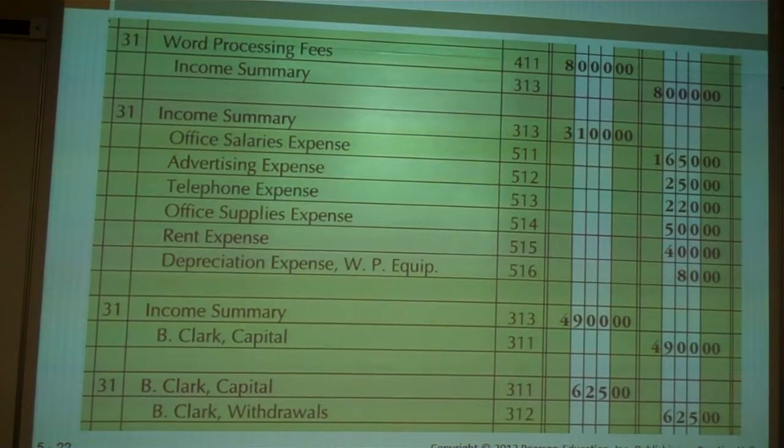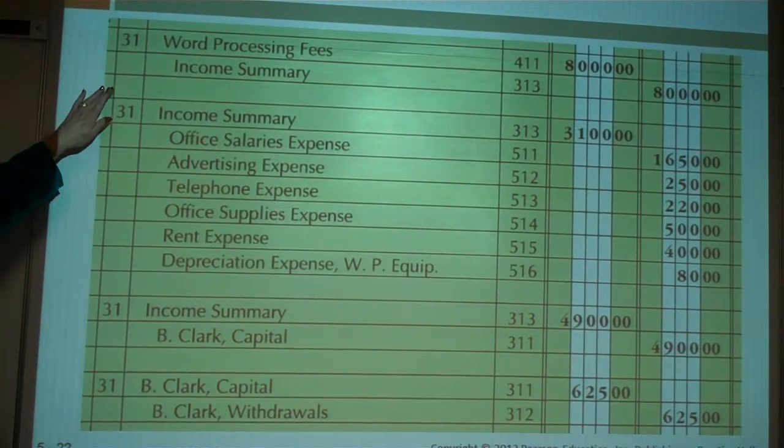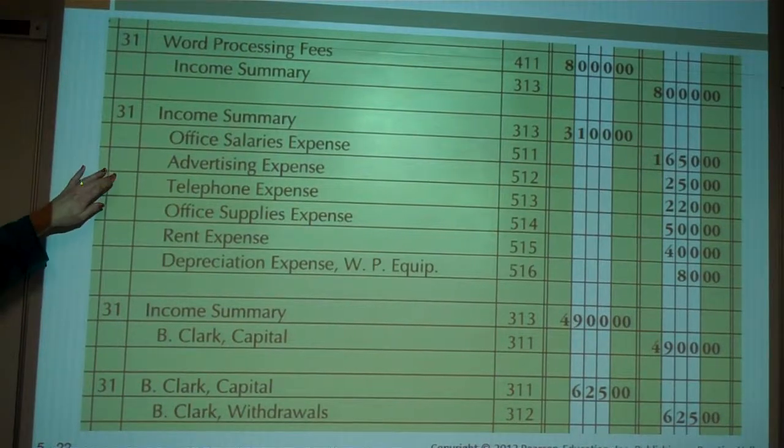All right, here's what they look like in the journal, and they usually come right after the adjusting entries. Just skip a line and then put the heading. Oh, and they don't have the heading. There should be a heading that says closing entries, just like we did with the adjusting entries. So you don't have to write a description after each one of these. So here's the first one, closing the revenue. The second one, closing the expenses.